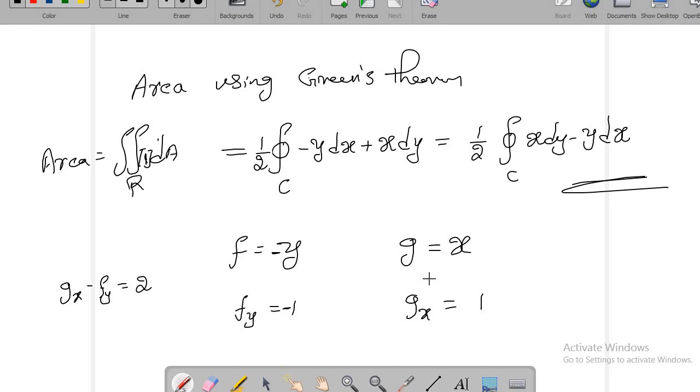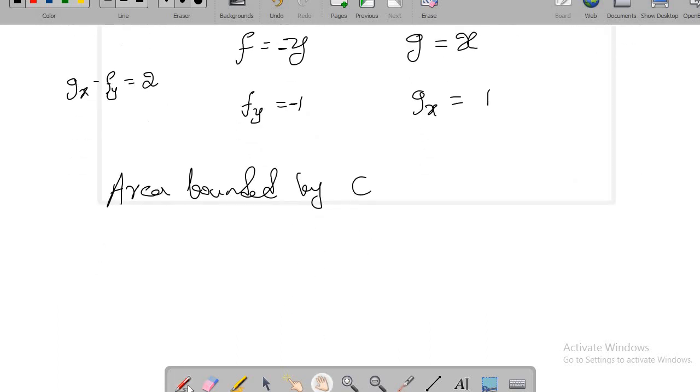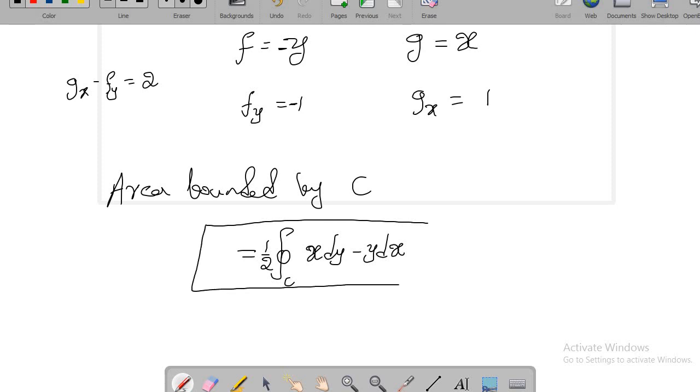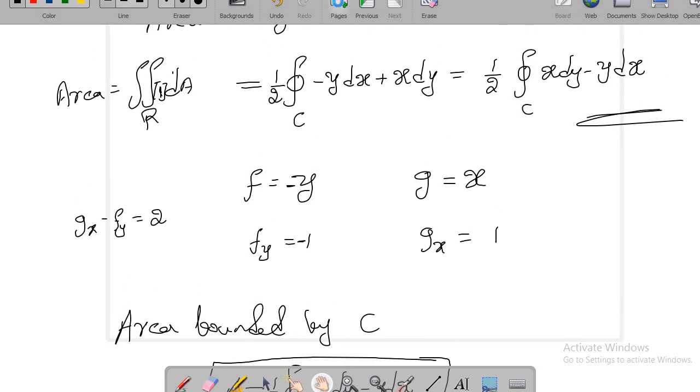bounded by the curve C. Area bounded by C is nothing but integral along C, 1 by 2, x dy minus y dx. This is the formula. And I think in 2019 there was a question on finding area using Green's theorem. Okay, so this is what about Green's theorem.